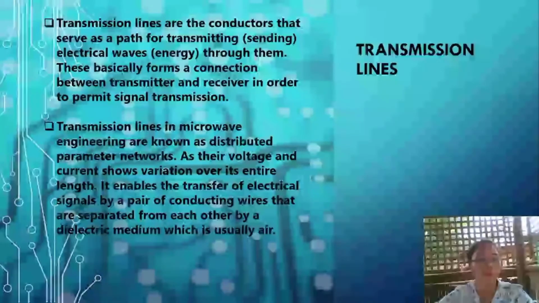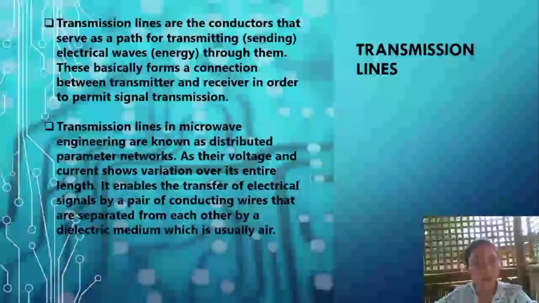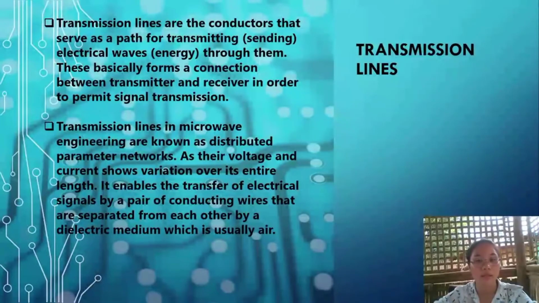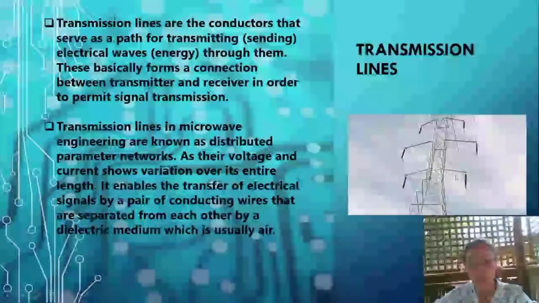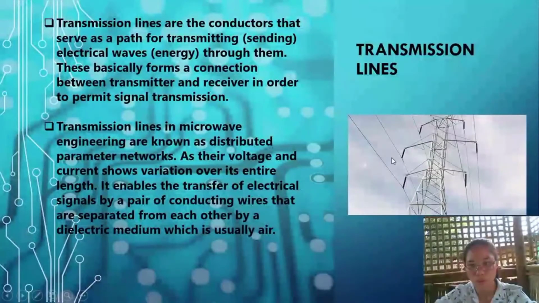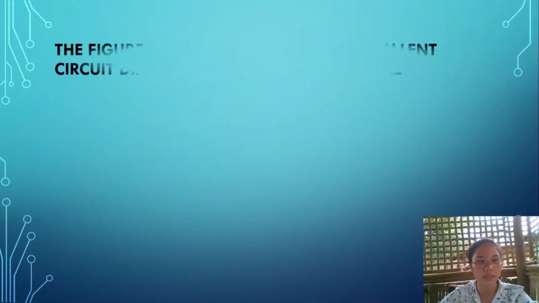So transmission lines enable the transfer of electrical signals because of a pair of conducting wires that are separated from each other by a dielectric medium, which is air. Transmission lines send electrical waves to the destination. Next, as you can see, this is an example of transmission lines. Next we are going to discuss the figure below.